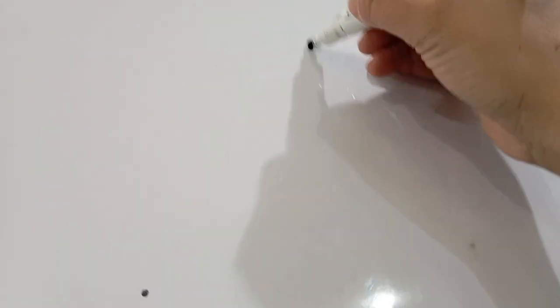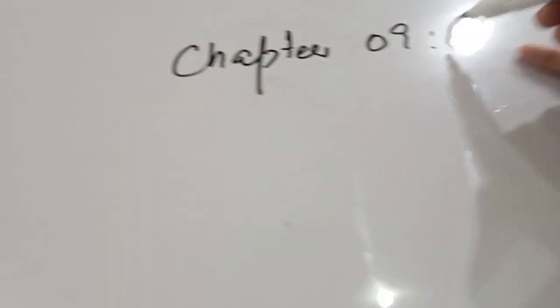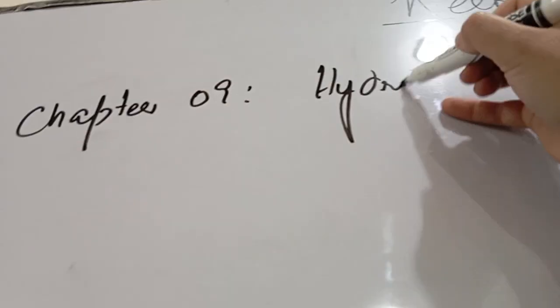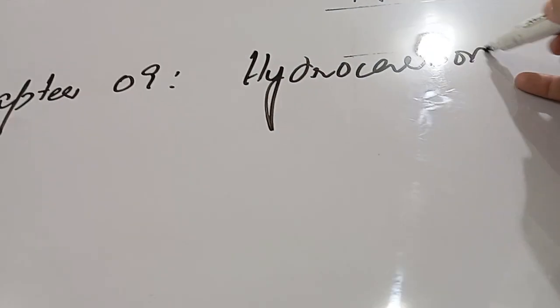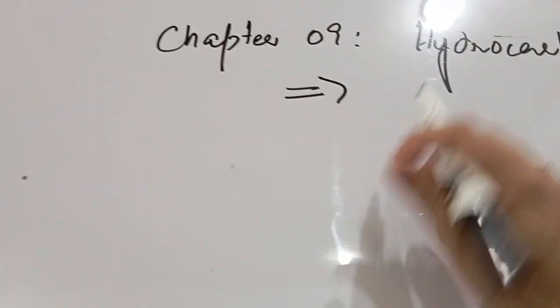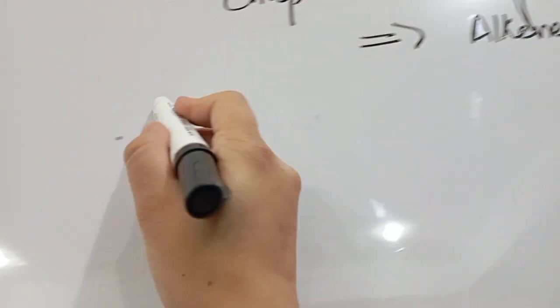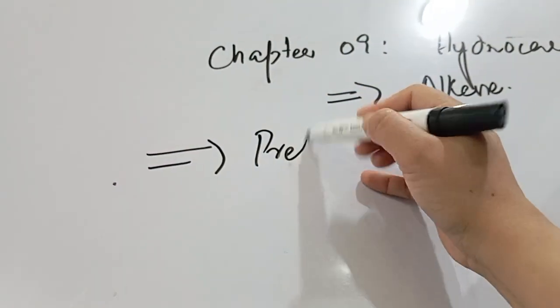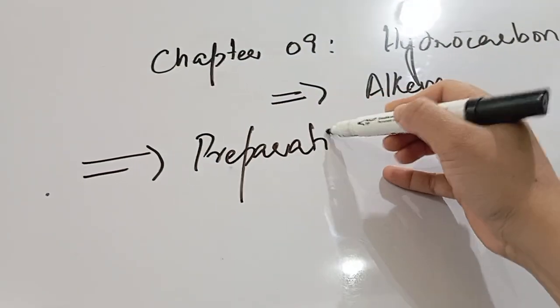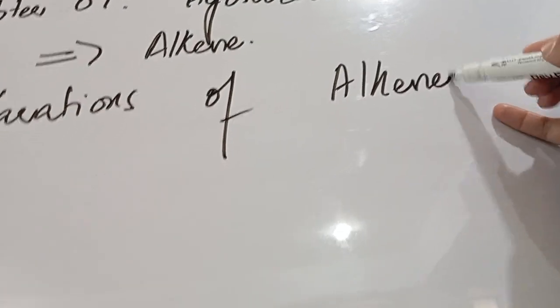The topic we are going to demonstrate today is from grade 10 chemistry, chapter number 9, hydrocarbons. In our previous grade we talked about the saturated hydrocarbon, alkanes. Today we are going to talk about alkenes, which are unsaturated hydrocarbons. In this chapter we are going to talk about the preparation of alkenes as well as the properties of alkenes, and in the next segment we will talk about the alkynes.